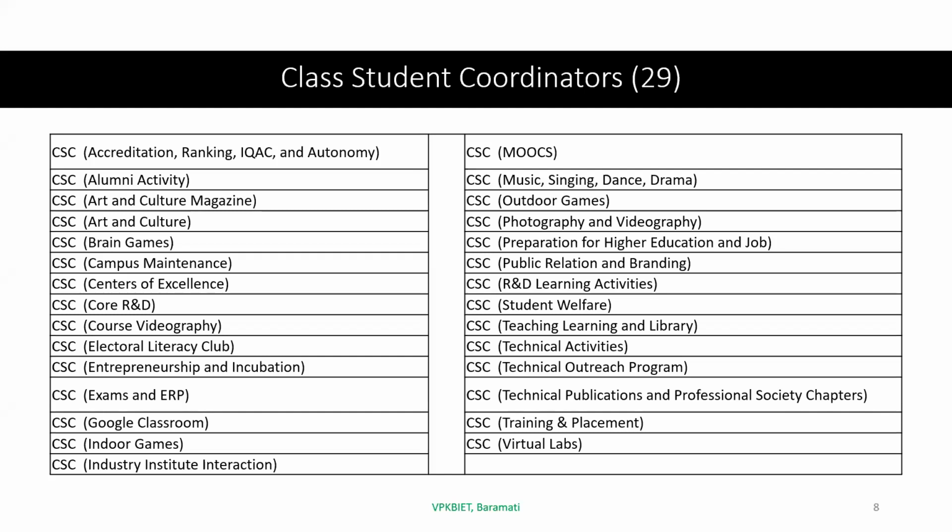So here we have indoor games and outdoor games. What we are doing, as we go to a higher and higher level, we are having more specific portfolios, because in a batch we have only 20 students, but in a class we have 60. So we could make outdoor games and indoor games separate ones. Then here Google Classroom we have made a separate one. Industry Institute interaction is separate, and entrepreneurship will be separate. So in a class when we have now an additional 30 students, now I think nobody will probably be left out.